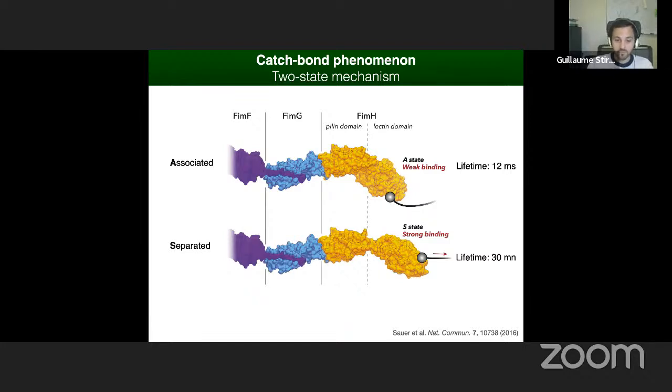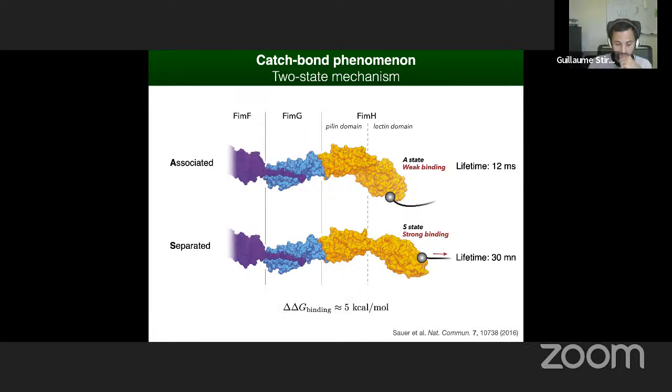But when you apply flow and when you separate these two subdomains, you have some allosteric transition to a state which is a strong binder. And so the lifetime of the bond is much increased in that case. And then the bacteria can basically attach to your cells. So this is a consensus picture on which we worked. And in all that, there is no steered MD per se, except in one specific aspect, which is very interesting, and which is the one that I'm going to show you afterwards.